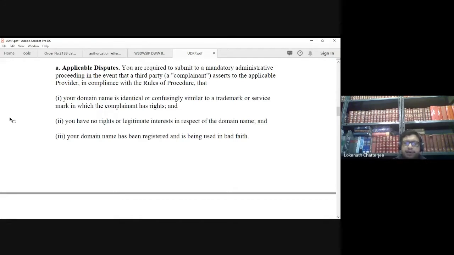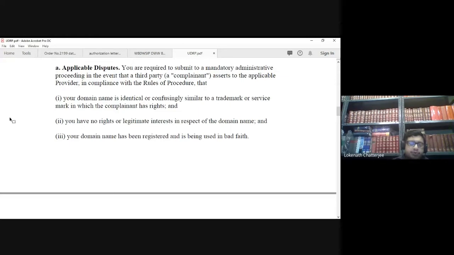With respect to, say, Indian domain names, we have a .in domain name dispute resolution procedure. So that's separate from UDRP, although largely based on UDRP. Now, what does one have to show in order to make a complaint? One has to show that the domain name is identical or confusingly similar to a trademark or service mark in which the complainant has rights. So essentially, the domain name, in normal parlance we call it the abusive registration.